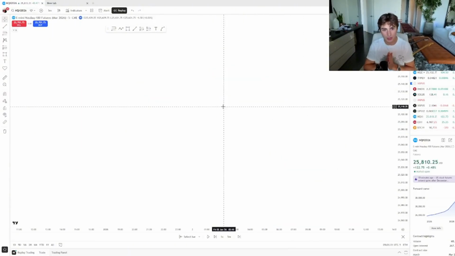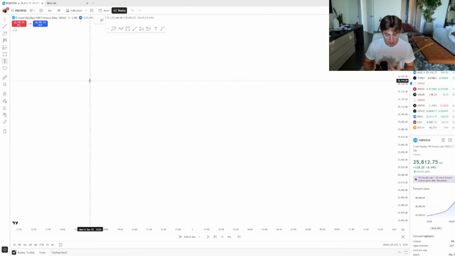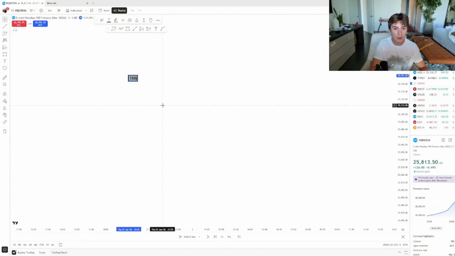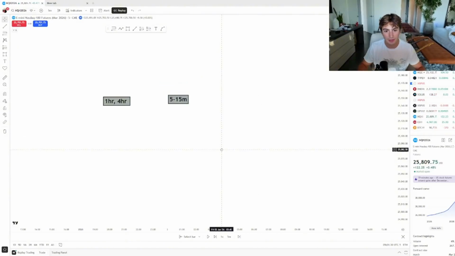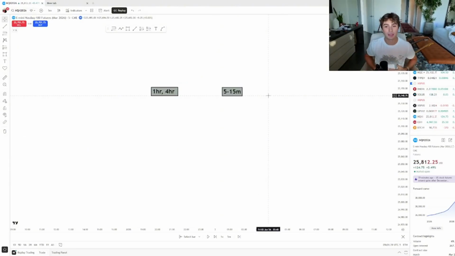Let's get into the real sauce now. Fair value gaps for me are used primarily in 2 ways. The 1-hour and 4-hour, and then we have the 5 and 15-minute. These are the 4 primary time frames I use to build my biases, my draw on liquidity, everything utilizing fair value gaps.